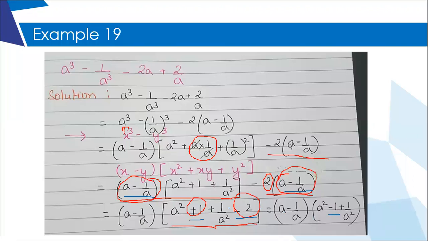And the remaining things I have just copied. The first bracket, you can see, is copied. The second bracket, a square plus 1 upon a square, is also copied as it is. Only in place of these two numbers, I have written minus 1. Okay, ma'am. All right. So just note it down. Done, ma'am.